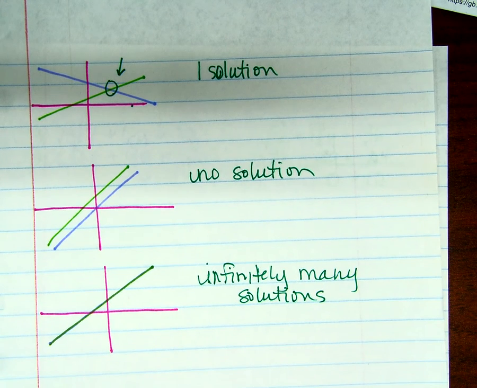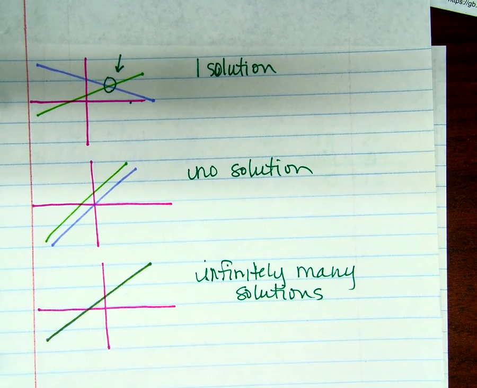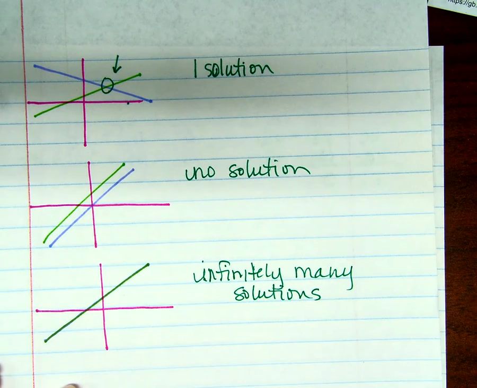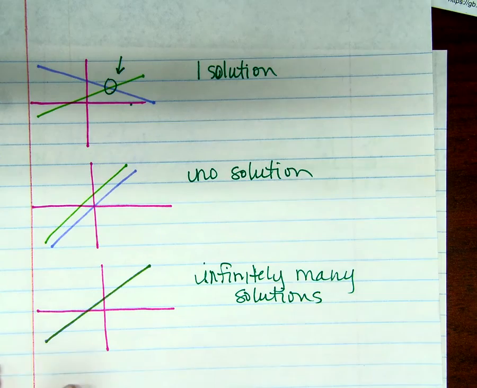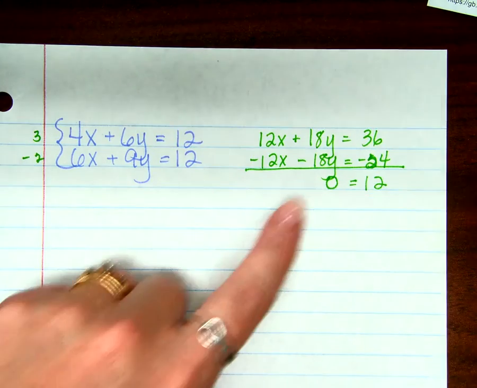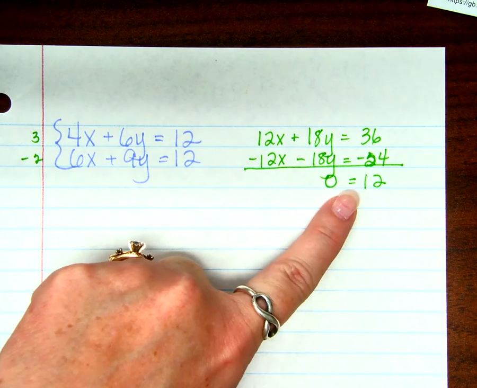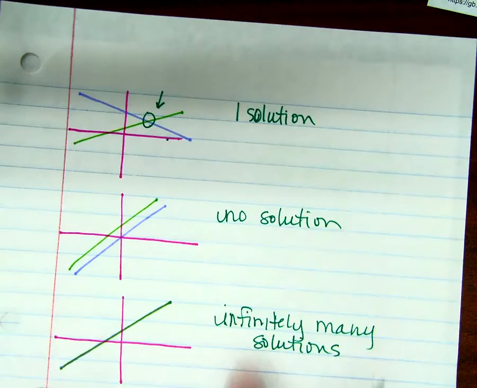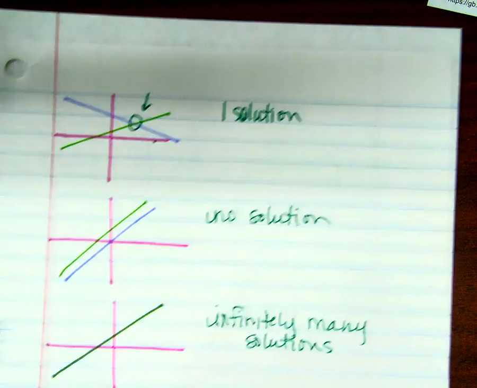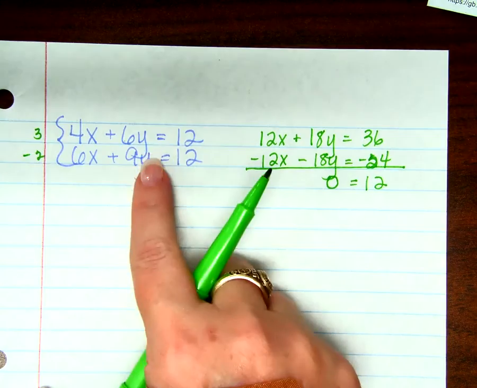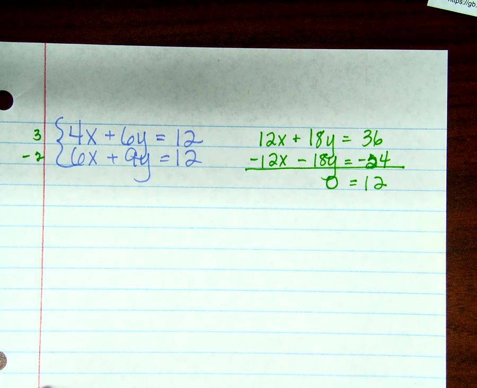If the equation that I simplify it down to is true, I have infinitely many solutions, like the problem I just did. 10 equals 10. If the equation I simplify it down to is not true, I have no solution. No values of x and y that I put in here will ever make this work.